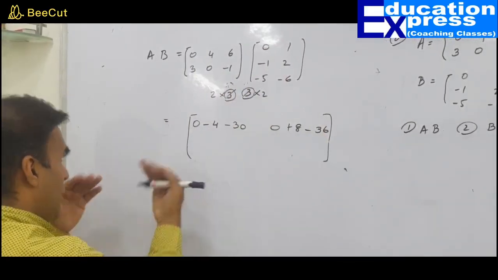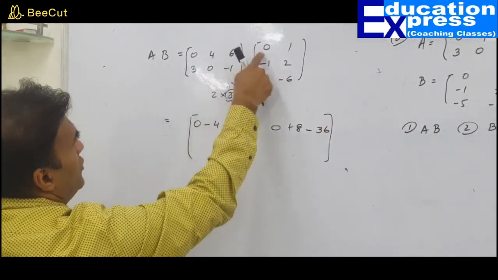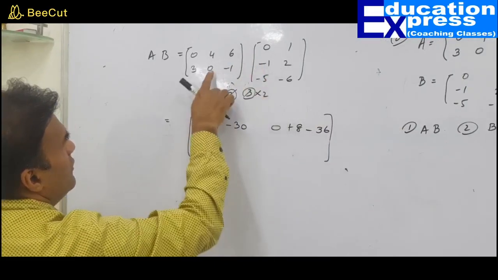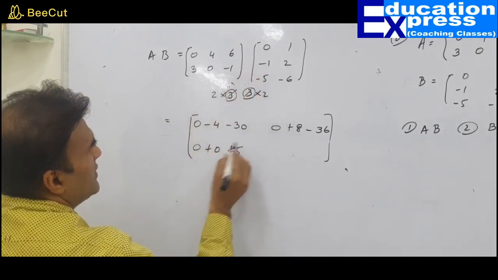Nothing further. Come down. 3 into 0, 0. 0 into minus 1, again 0. Minus 1 into minus 5, plus 5.